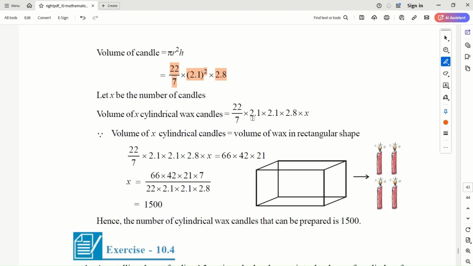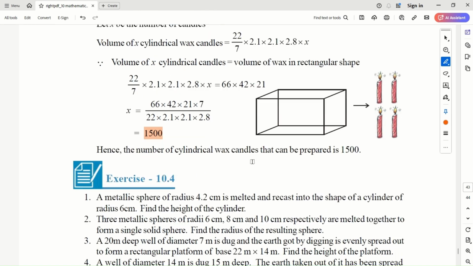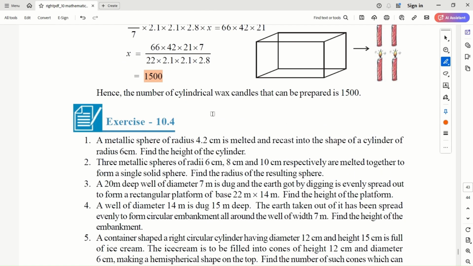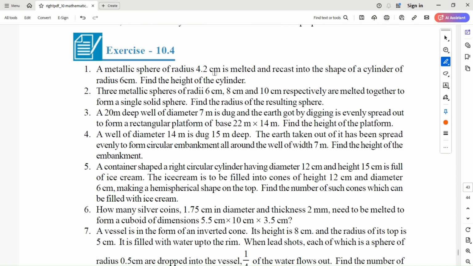Now the volume of x candles is x into this number, which is equal to the rectangular block. So x is equal to the division of both of them. You will get 1500 candles out of this wax. These are the kind of problems which we'll solve in this mensuration. So let's do exercise 10.4.